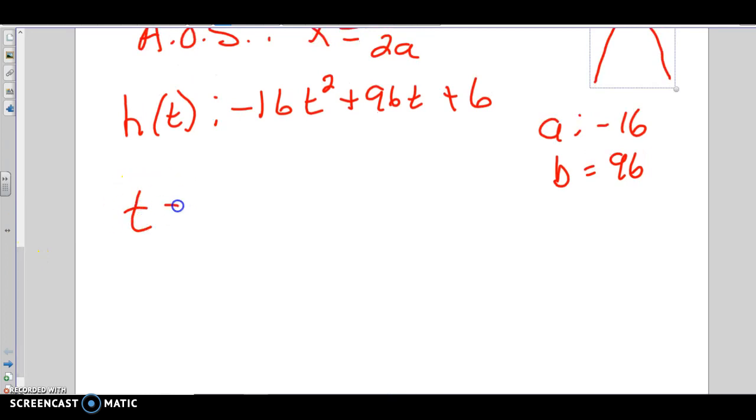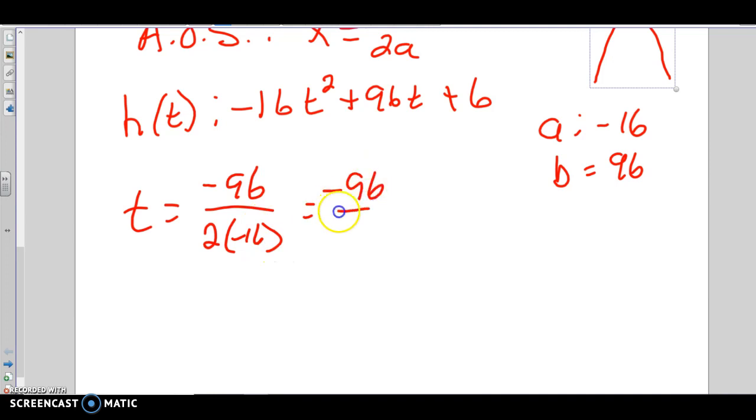So x equals negative b, negative 96 over 2 times negative 16. 96 over negative 32. This works out very nicely to give me positive 3. So that means after 3 seconds, I will reach my maximum height. To find that height, I am going to substitute that value right back into the equation.